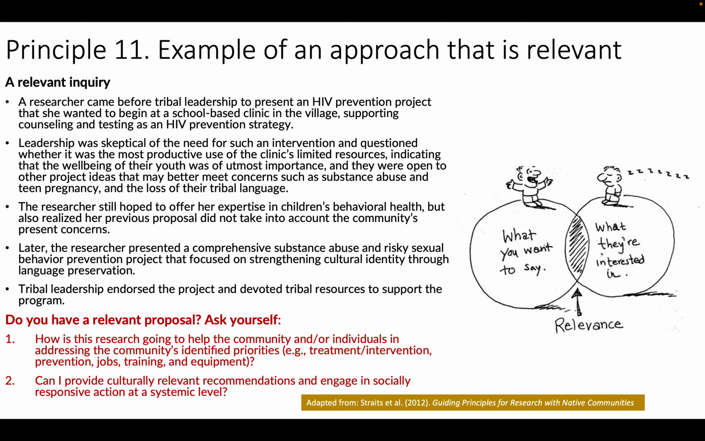Okay, so you need to ask yourself, how is this research going to help the community and or individuals in addressing the community's identified priorities, for example, treatment, intervention, prevention, jobs, training, and equipment? Can I provide culturally relevant recommendations and engage in socially responsive action at a systematic level?